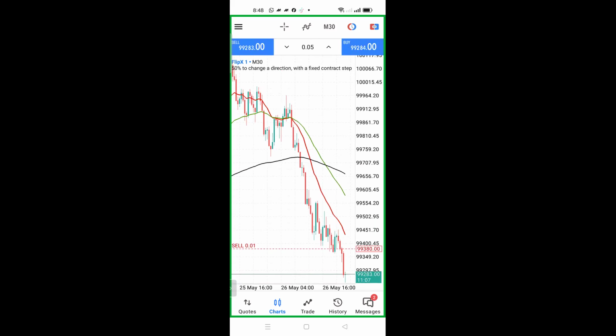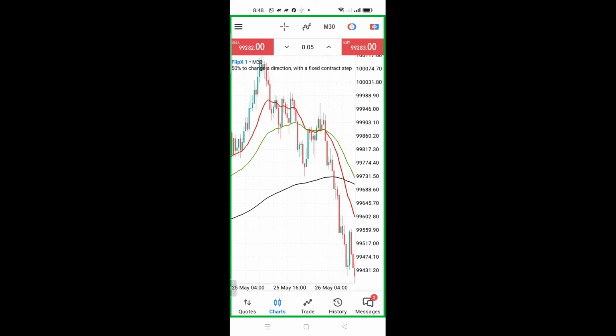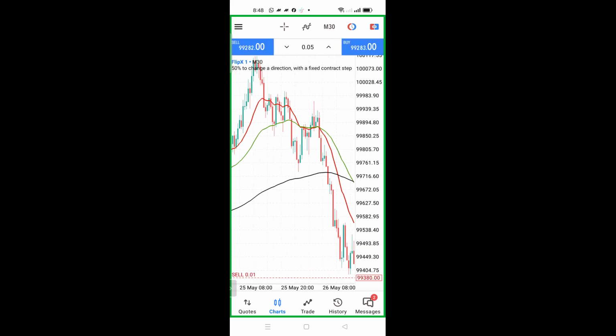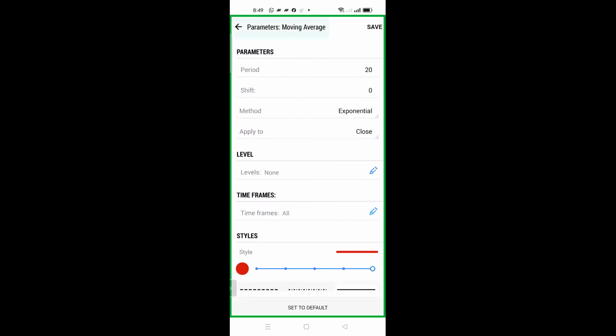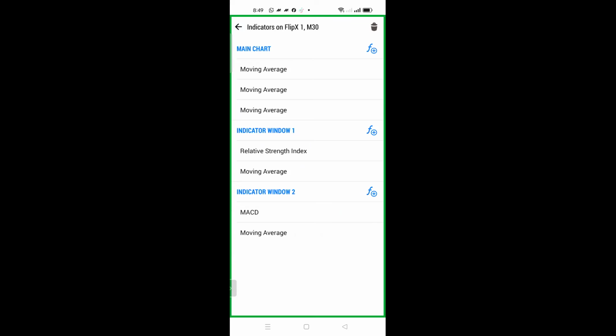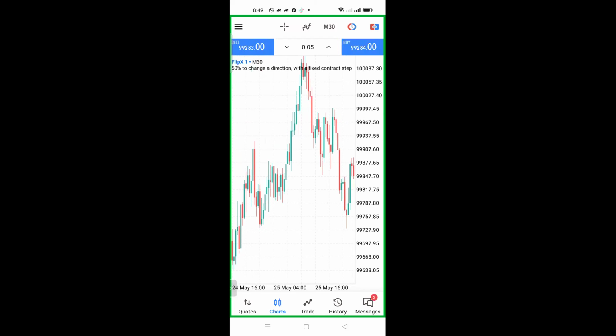All right. So this is the chart. Now I'm going to remove this moving average. Okay. This is 20, 50, and possibly 200. Yes, I know. Okay, so all right. So this is the plain chart.